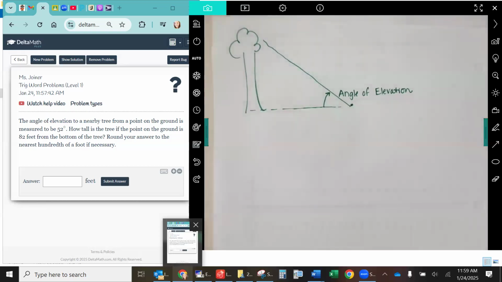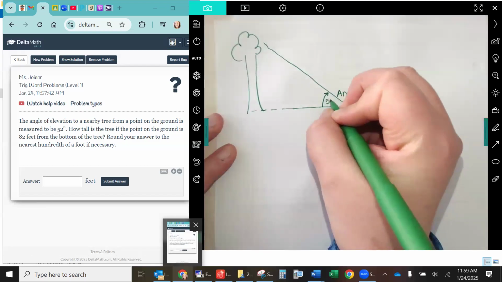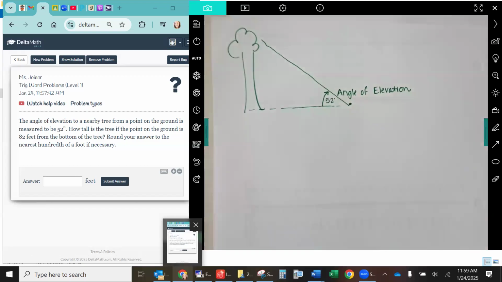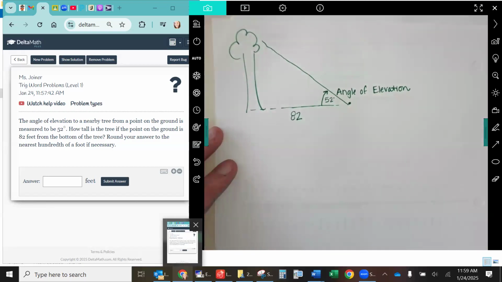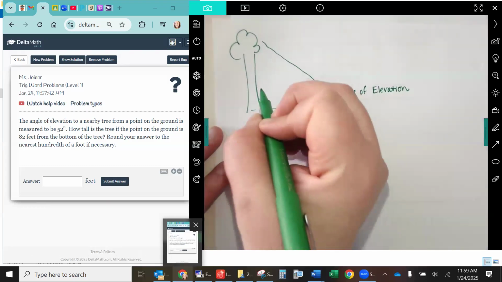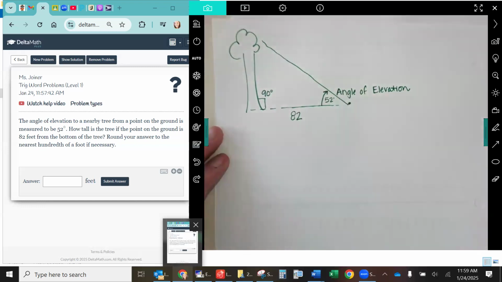Okay. So now label it with how big they say it is. So they say the angle is 52 degrees. I'm going to put that right here. And then it says, how tall is the tree if the point on the ground is 82 feet away? So this is 82. Now, the other thing that I do want to point out is just like on the question we worked, okay, if you have a tree or a building, it's going to be a 90-degree angle to the ground. So this is going to be 90 degrees here.